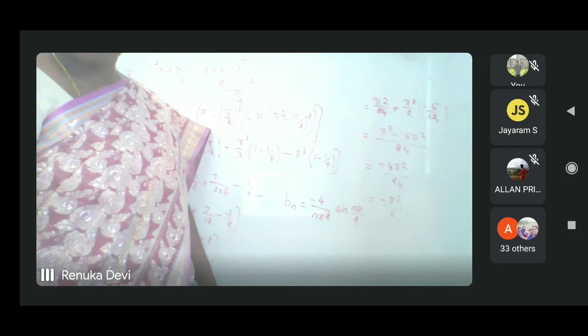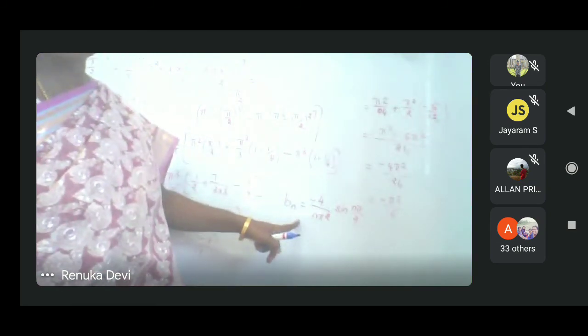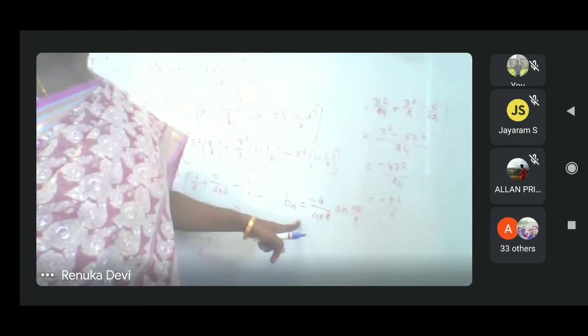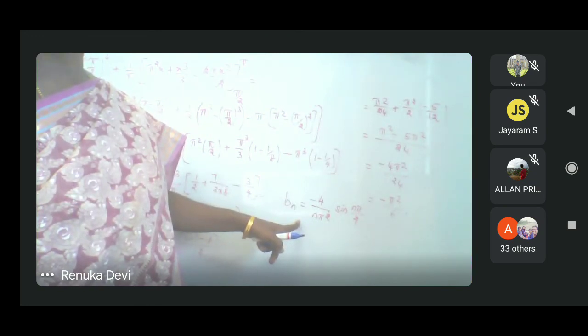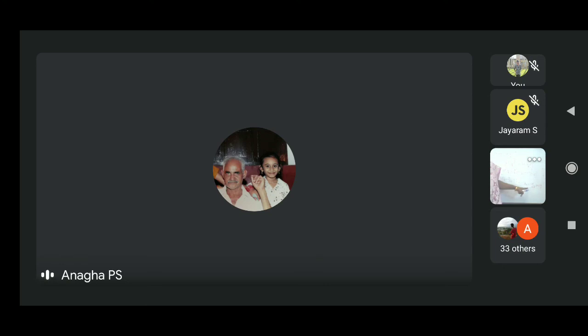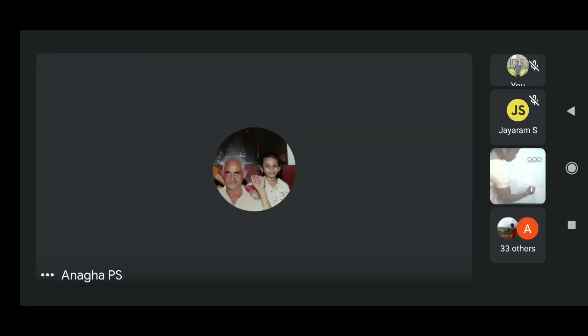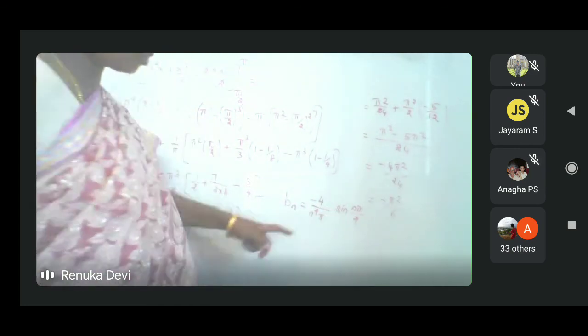Are you there or not? Just to check, is this your Bn or not? Hello? It's n square pi. N square. Not pi n square. This is minus 4 by n square pi square. Is it okay?